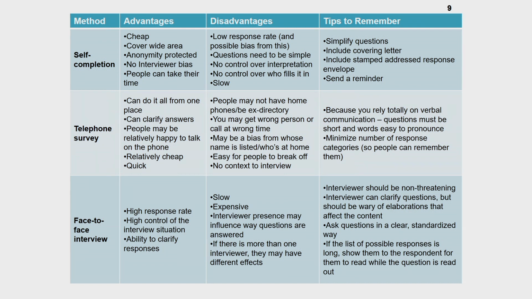So what are the tips to remember with regard to telephone surveys? You rely totally on verbal communication, therefore questions must be short and words easy to pronounce, and you should minimize the number of response categories so people can remember them, because you are asking them. Usually in telephone surveys the options could be in the form of a yes or a no, but when we have more options or more categories to choose from, it becomes difficult for people to remember.